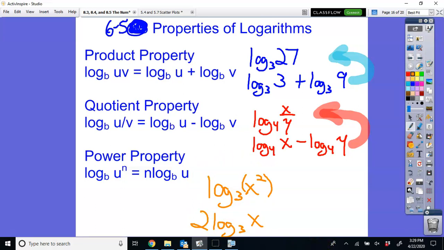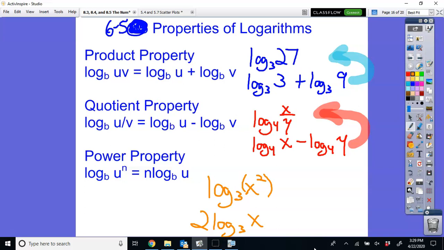So again, these 3 properties are not extremely difficult properties, but they are used to take logarithms and split them apart or condense them back together, or expand and condense is really the 2 words that you'll see a lot. I think your book also uses the terms, and let me make sure I'm doing this. It says write the expressions as single logarithms. That is the same thing as condensing them down to 1.